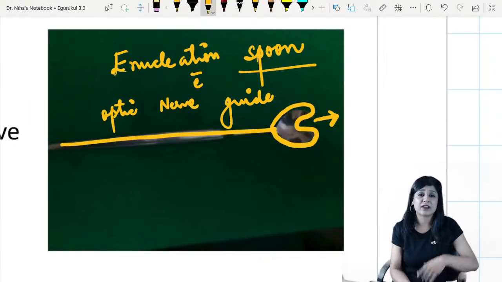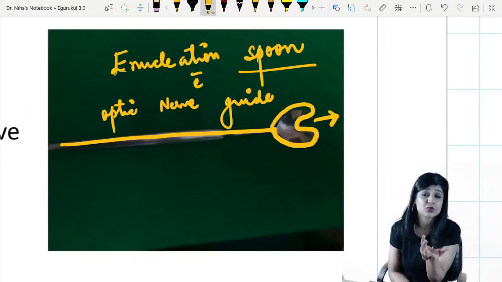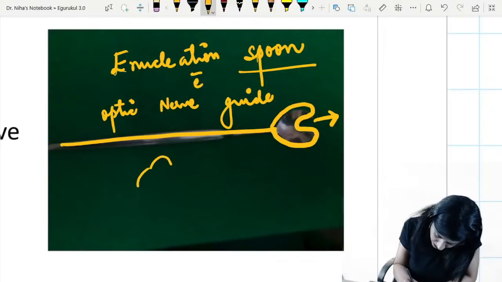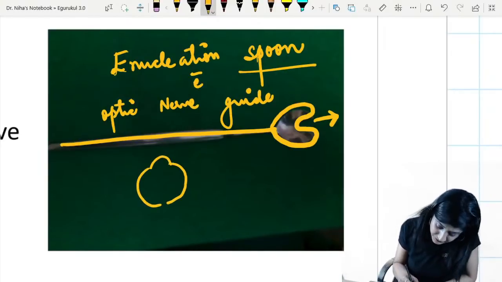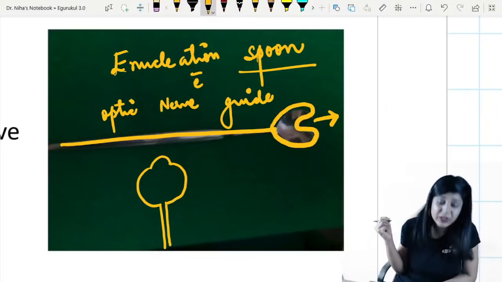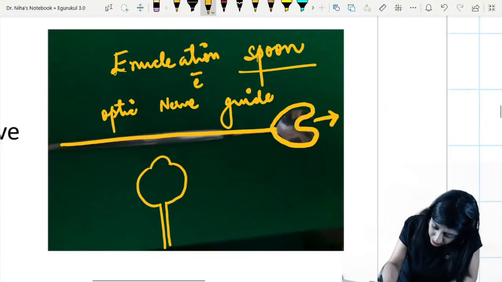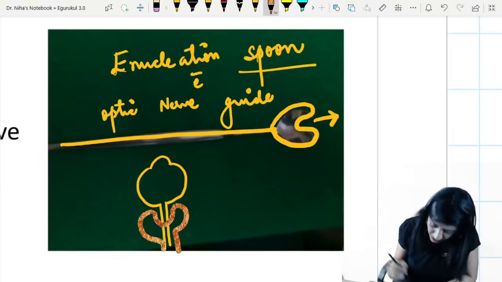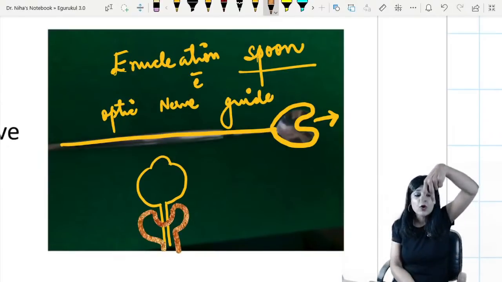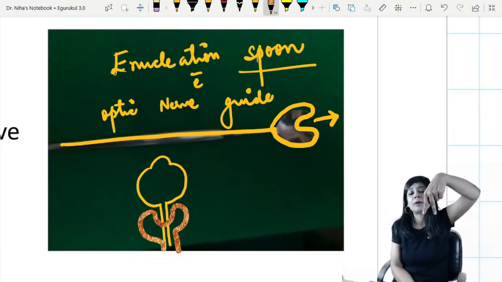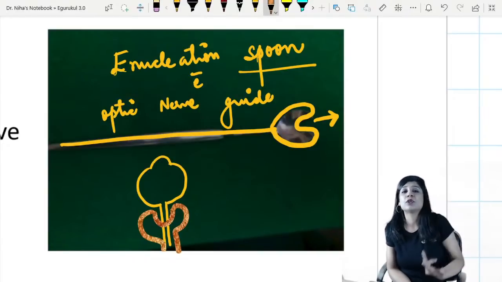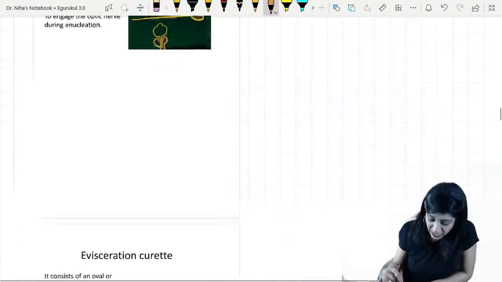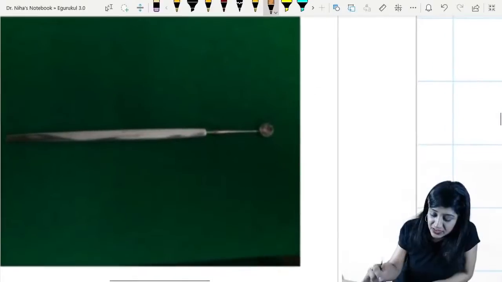Now why do I require it? Because when I am doing the enucleation, I have to remove whole of the eyeball. So if this is the eyeball, something like this, then we have got the optic nerve coming out. So we are actually using this spoon for hooking this optic nerve. We have to hook this optic nerve guide in this optic nerve, and then you can remove the eyeball. So this is your enucleation spoon with the optic nerve guide, while the other one is this.